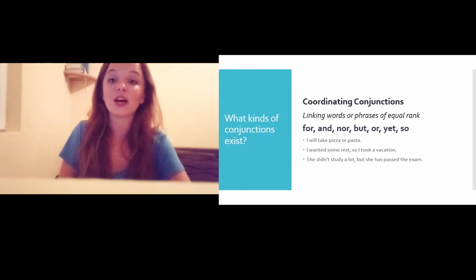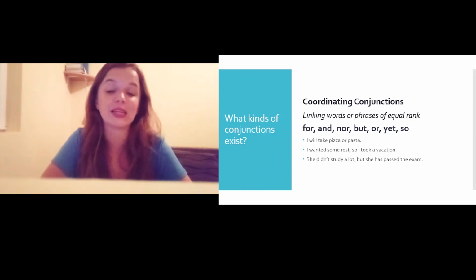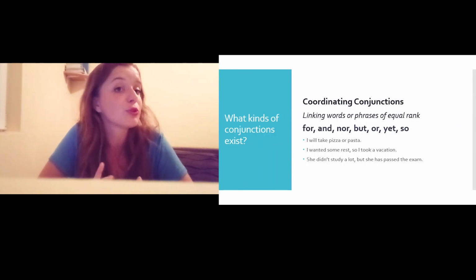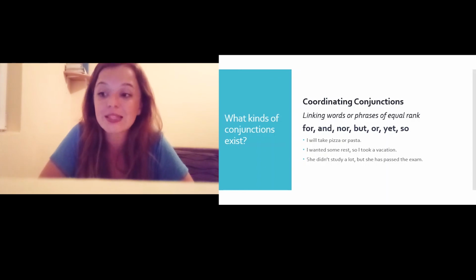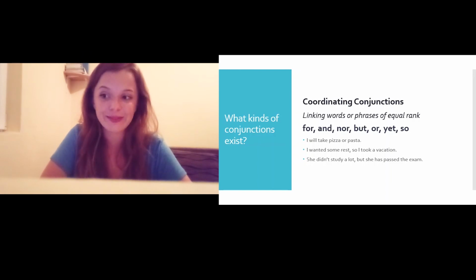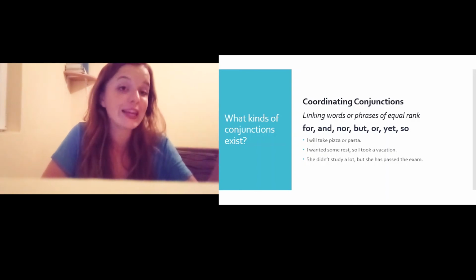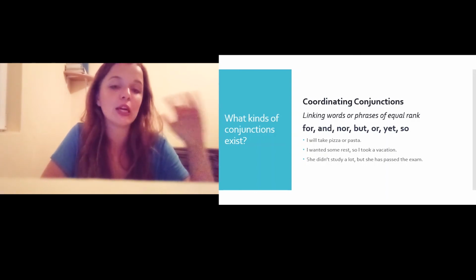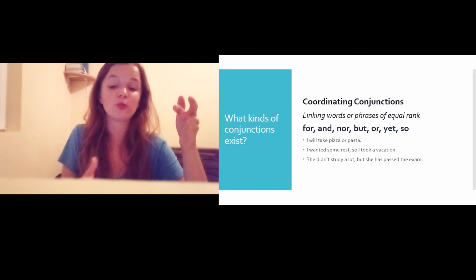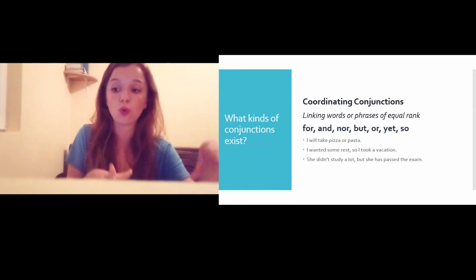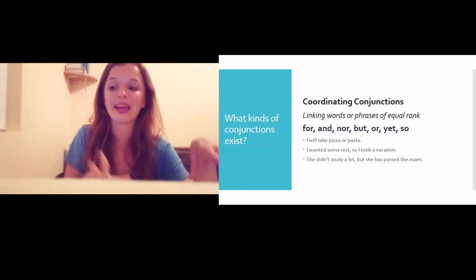So we have a couple of types of conjunctions in English language, and the first one is coordinating conjunctions. What are these? These are linking words or phrases of equal rank, equal grammatical value. Some of the examples are for, and, nor, but, or, yet, and so.